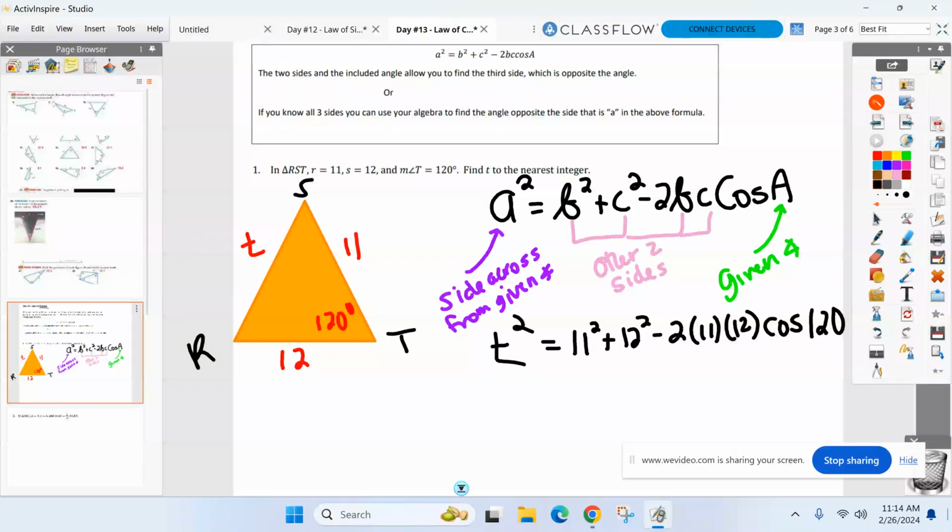Now you'll notice there are no variables on the right side. It is all calculations. And what I'm going to recommend to you, just put it all in one line in your calculator now. Don't try to do 11 squared, write it down. 12 squared, write it down. No. That's where mistakes happen. There's no variable here, so calculate it all at once in your calculator. That's what I would prefer.